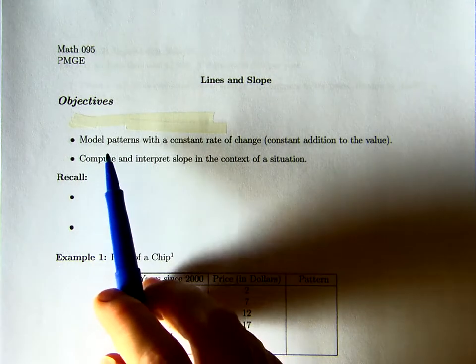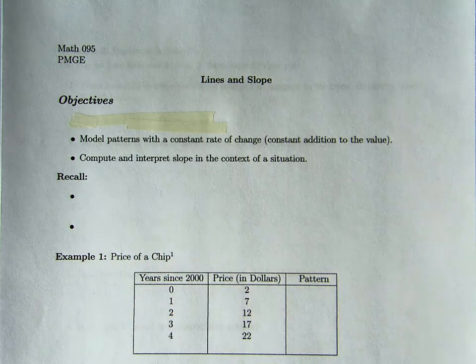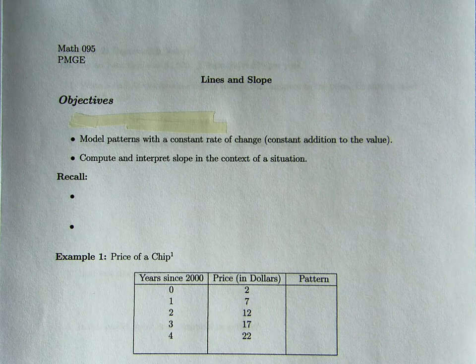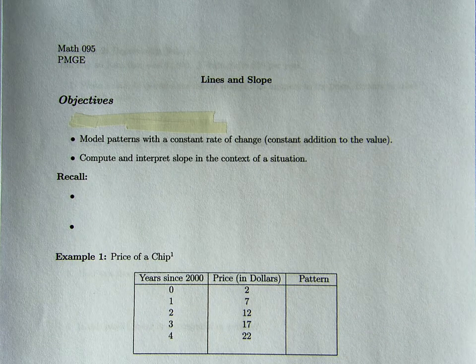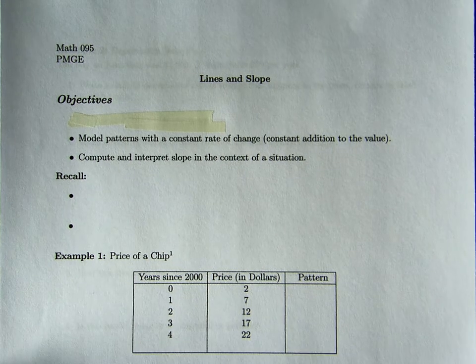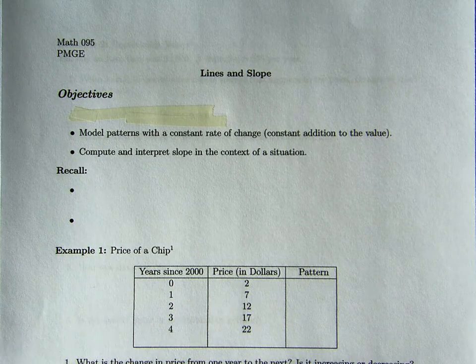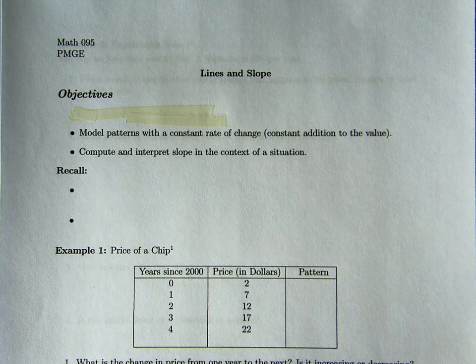Okay, we are going to model patterns with a constant rate of change. In other words, the constant addition or constant subtraction to a value. And we're going to compute and interpret slope in the context of a situation.